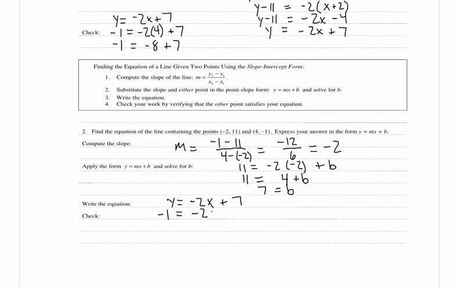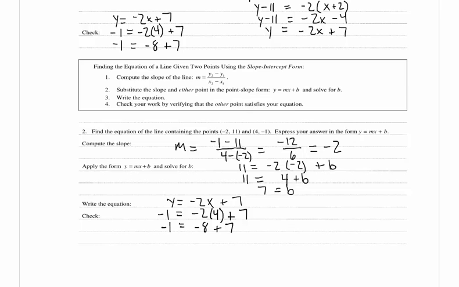negative 2 times 4 plus 7. And then we have negative 1 is equal to negative 2 times 4 is negative 8 plus 7. And negative 8 plus 7 does equal negative 1. So this verifies our equation.